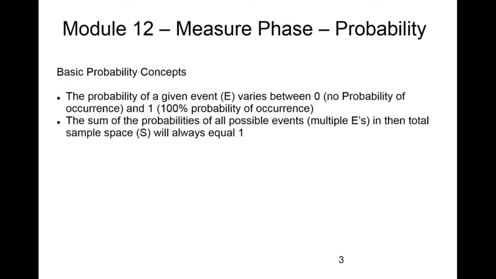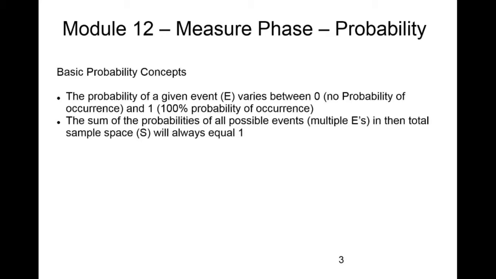So the basic concept is the probability of a given event, E, occurring varies between 0, no probability of it happening, and 1, 100% probability of it happening. So it's always done as a decimal. The sum of probabilities of all possible events, multiple E's, in the total sample space will always equal 1.